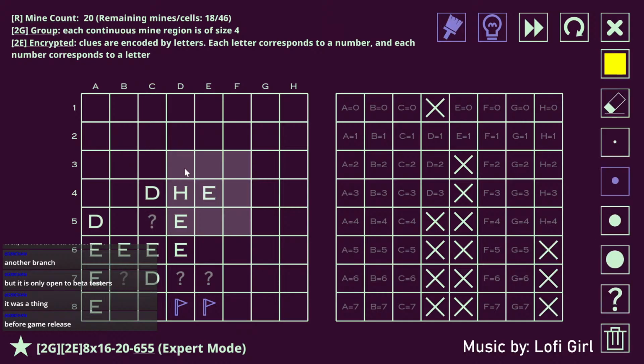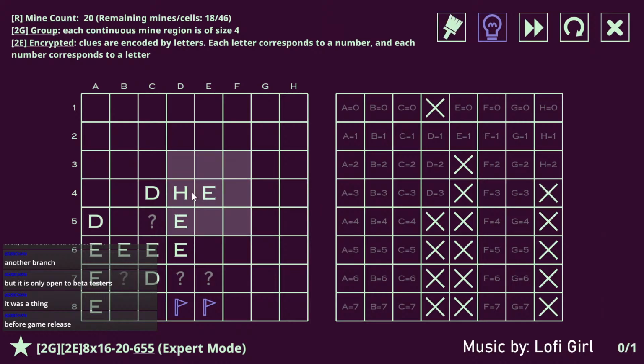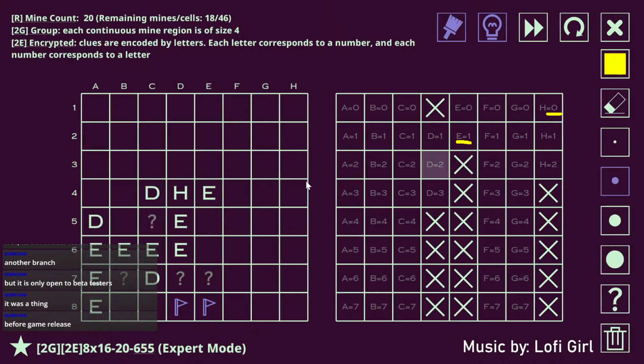But E is at most a 1, so there's at most 1 mine here, meaning H is actually at most 2. Do we know H is greater than E? I don't think so. I think H can be a 0 and E can be 1, which would cause this to happen. H would be 0, E would be 1. Yeah. This is fine.